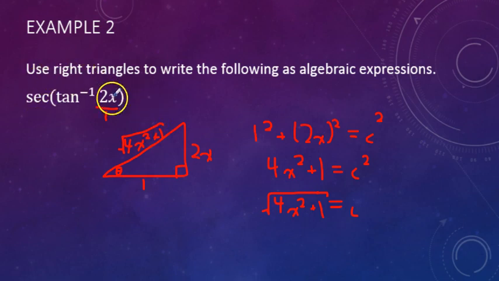Now I can look at the relationship outside the parentheses. Secant is the reciprocal of cosine, which means instead of doing the adjacent side over hypotenuse, you're going to be doing hypotenuse over adjacent. So my final answer is going to be the square root of 4x squared plus 1, because dividing by 1 again does not affect anything in my answer.